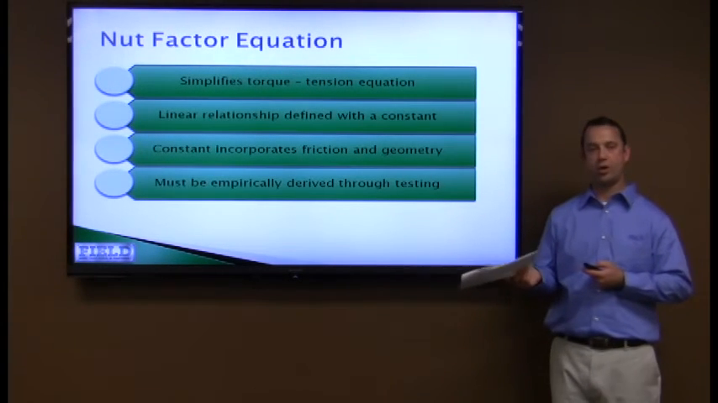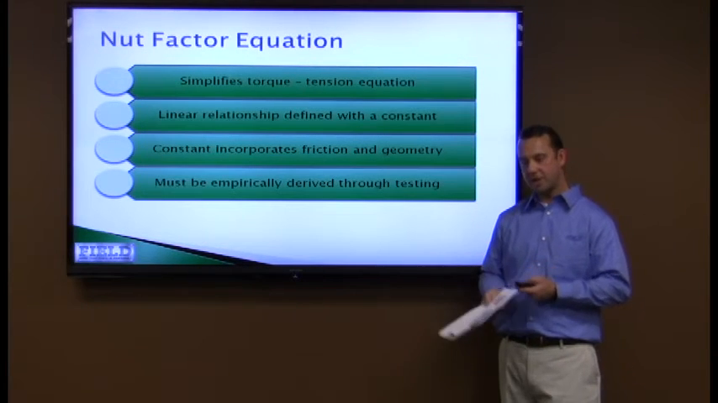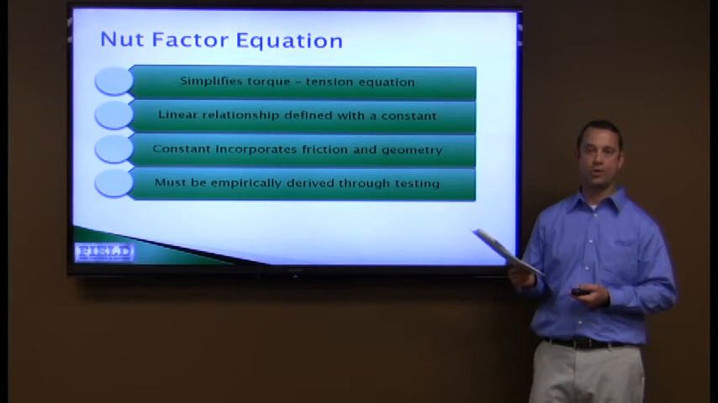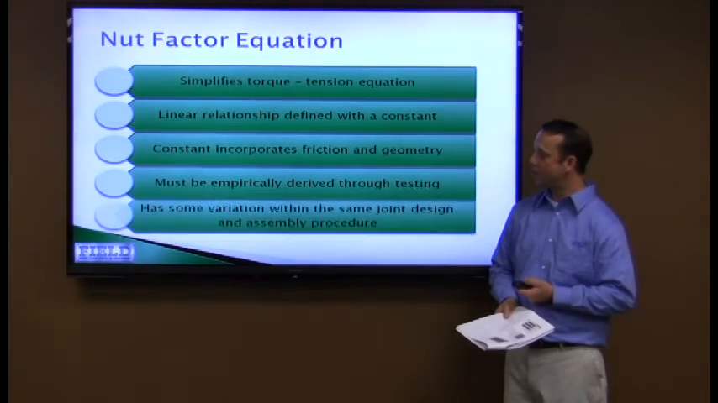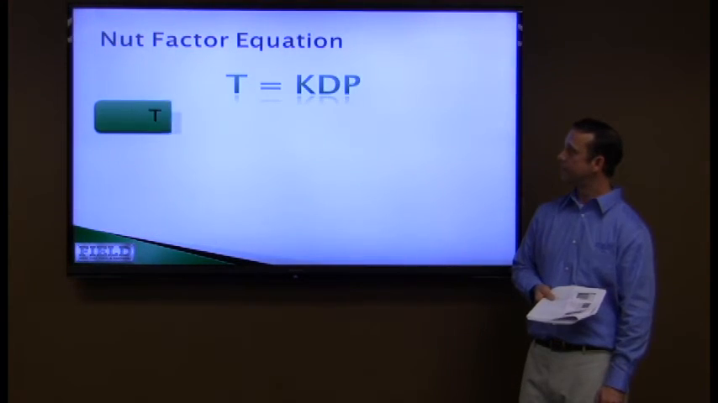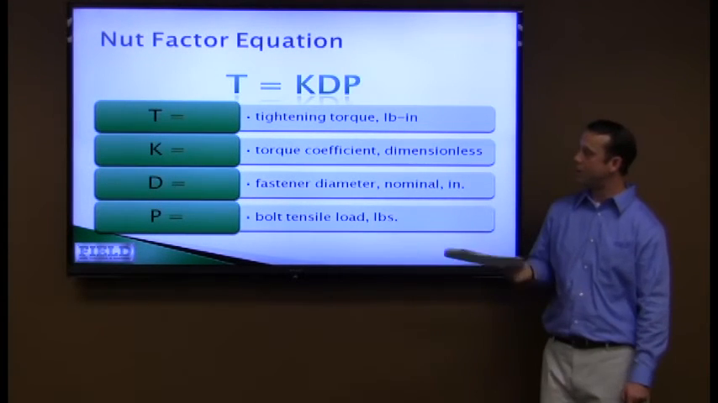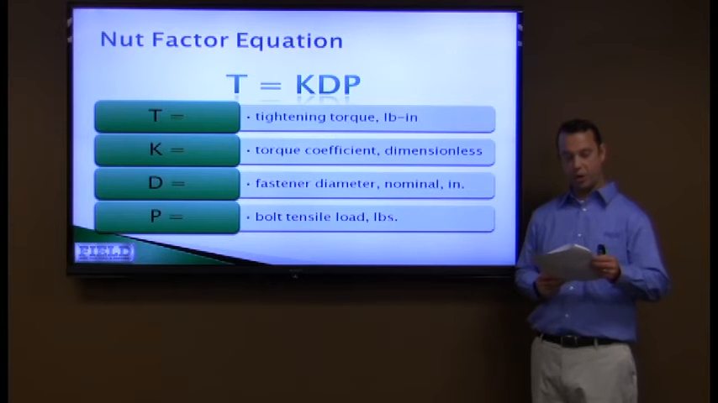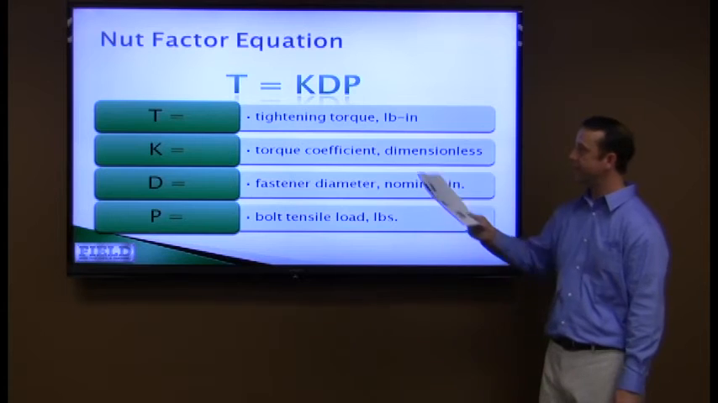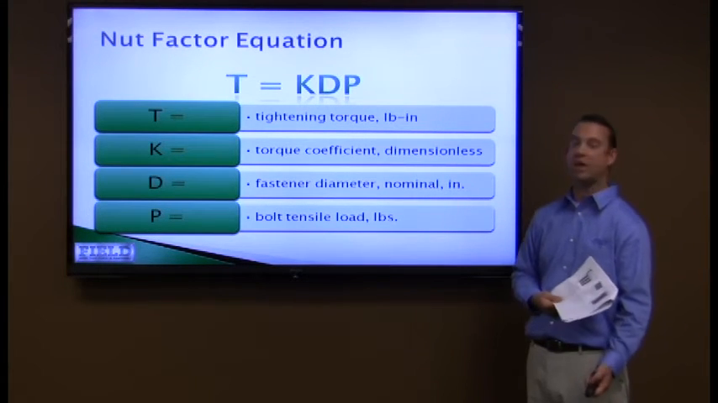So all that math we did earlier with the long forms and all the variables does take a little bit of time. It takes some research to know what your variables are, know what your coefficient of friction is, know what your clamp load is. There is a little bit simpler way, and that's called the nut factor equation. It's shown as T equals KdP, where T is your tightening torque, K is your torque coefficient, D is your fastener diameter, and P is the bolt's tensile load. So this is the shorthand version of the problems and the math we looked at earlier.